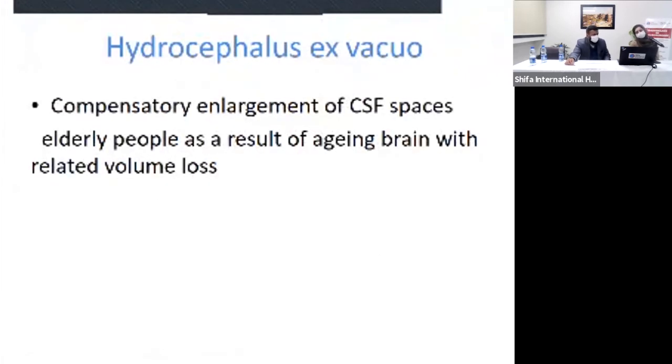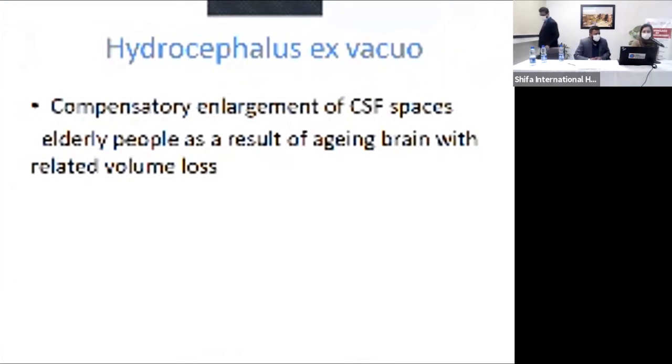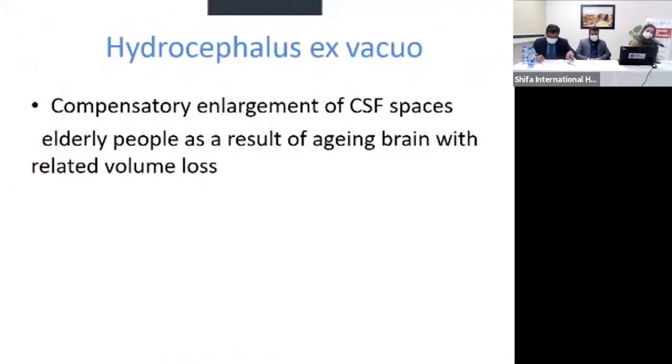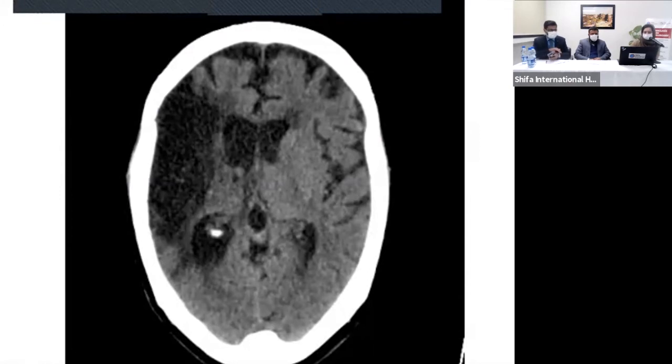Hydrocephalus ex vacuo is a differential diagnosis for hydrocephalus. It results from compensatory enlargement of the CSF spaces. It is an asymptomatic condition which occurs in elderly people as a result of brain aging with related volume loss. It can occur due to pathological diseases causing brain shrinkage, like neurodegenerative diseases such as Alzheimer's. This is a CT scan showing encephalic volume loss secondary to ischemia with compensatory enlargement of the ventricles.